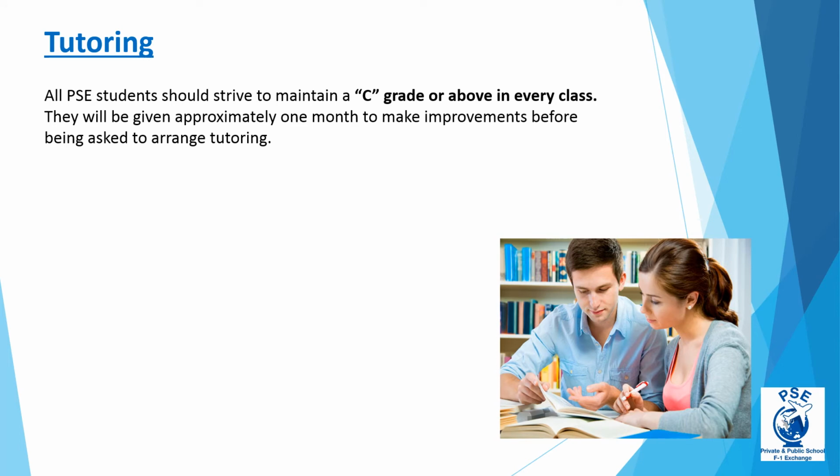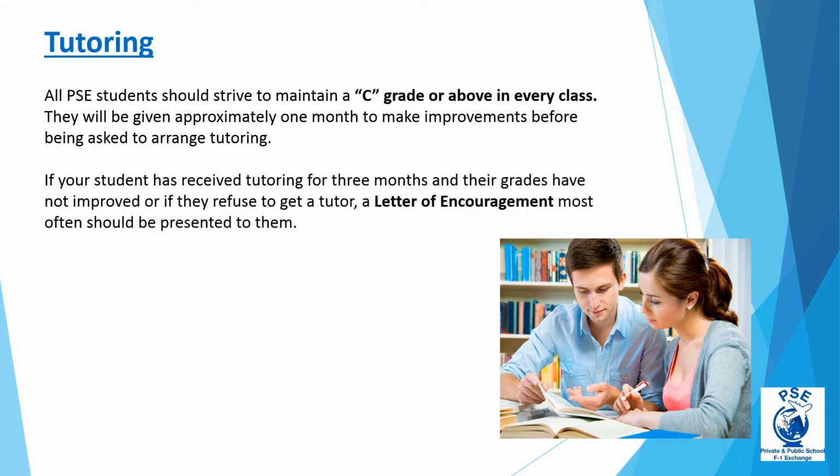Now, we'll explore the topic of tutoring. All PSE students should strive to maintain a C grade or above in every class. If the student struggles and their grades are below a C, they will be given approximately 1 month to make improvements before they will be asked to arrange tutoring, unless there are any special circumstances that require immediate attention. If your student has received tutoring for 3 months and their grades have not improved, or if they're refusing to get a tutor, a letter of encouragement most often should be presented to them to provide points of guidance and support to help them succeed.